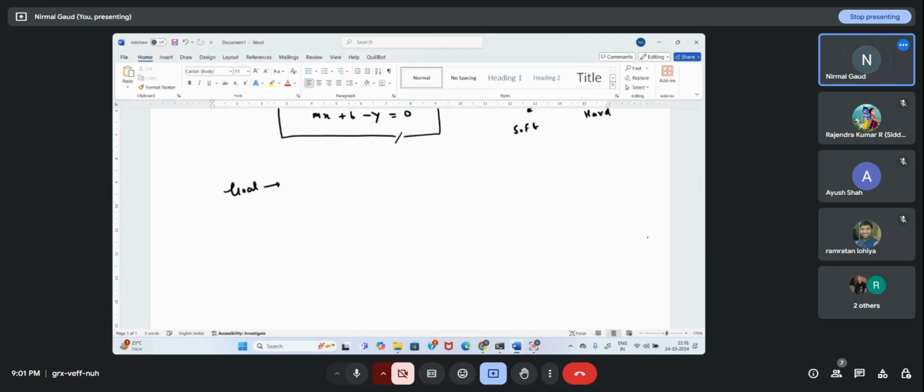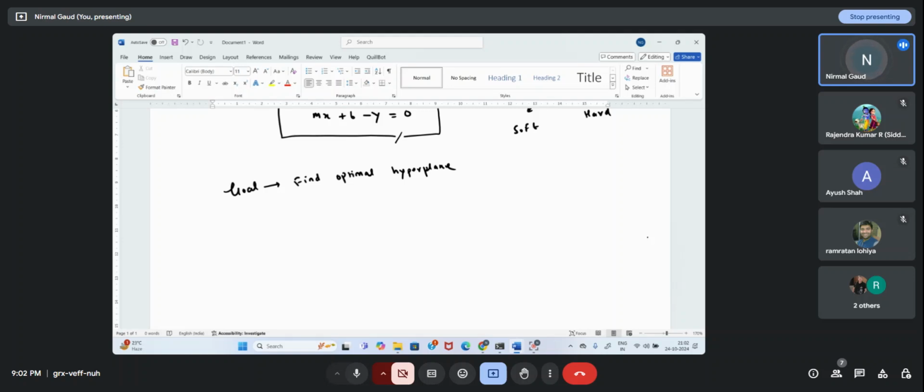See, again, come to your goal. Your goal is to find the optimal hyperplane. A hyperplane which can separate the data points in the best way, and your classes should look clear. This is A, this is B. That hyperplane, that decision boundary I need. Fine.